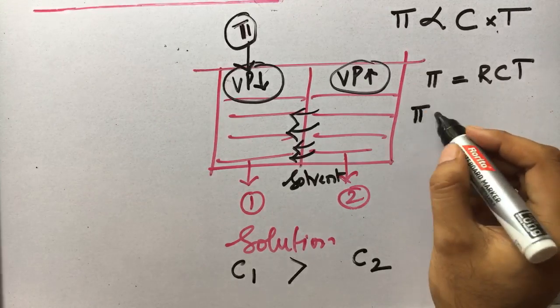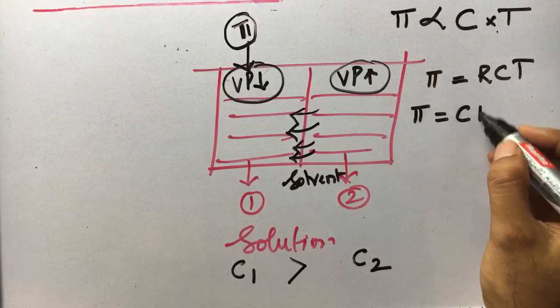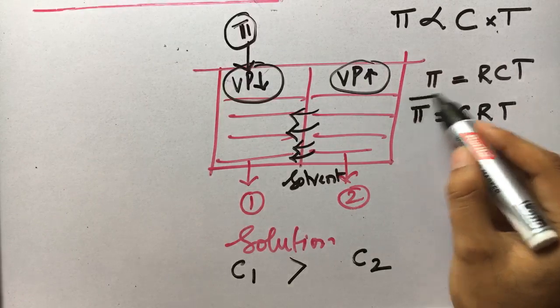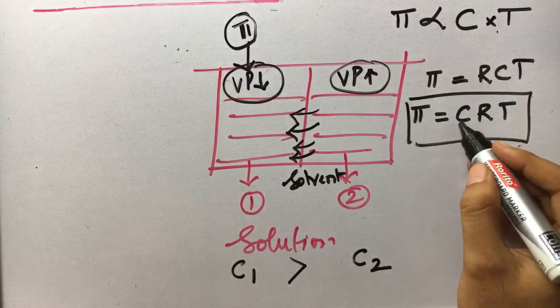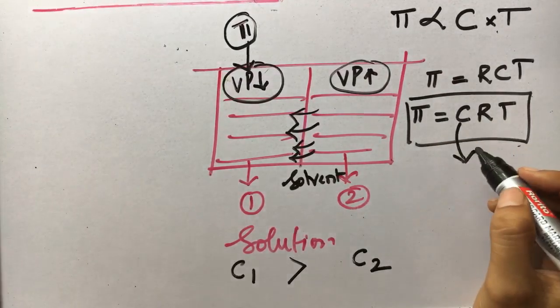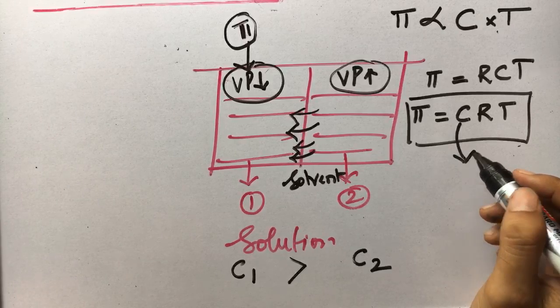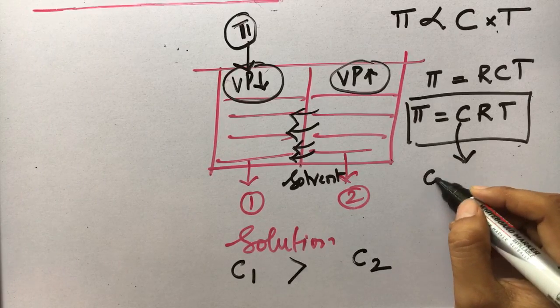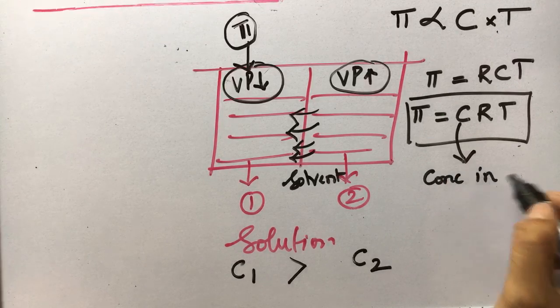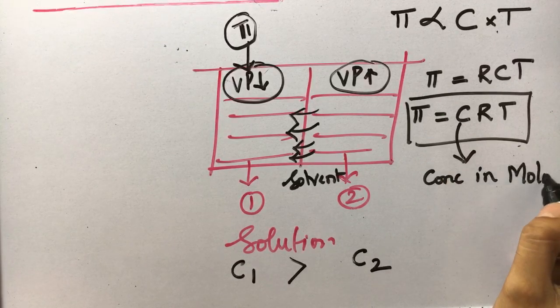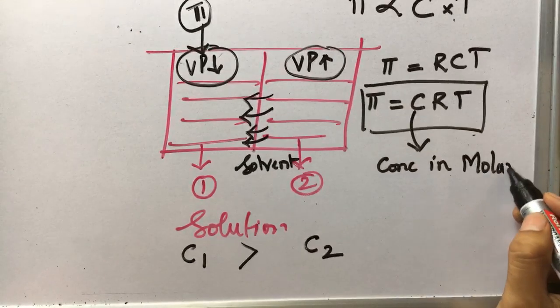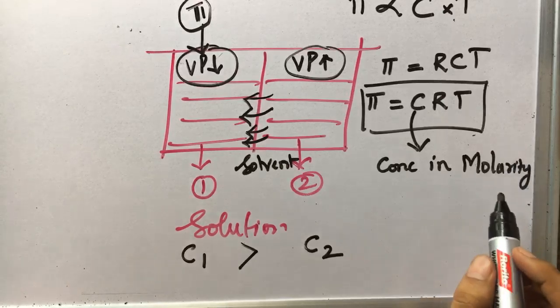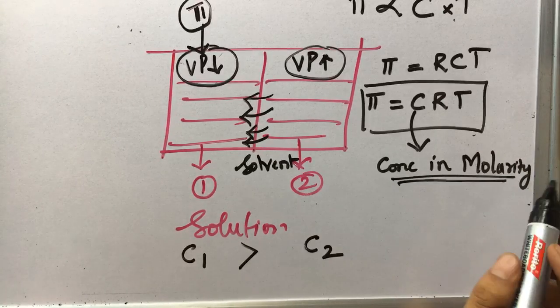Therefore I can say pi is equal to, remember, cathode ray tube is the shortcut. You can remember pi is equal to CRT. Now we should remember what C is. In all previous cases we have used molality, but here this C is concentration in molarity, where C is said to be concentration in molarity.